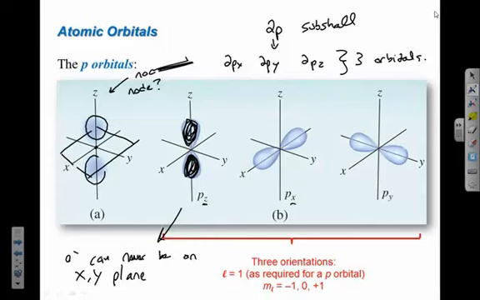In the 2px, the electron density lies somewhere in these regions on the x-axis. So in the 2px, which plane is the node? The yz plane, right? So each of the 3 orbitals lies on a different axis. And so, again, each of these orbitals can hold 2 electrons, right?